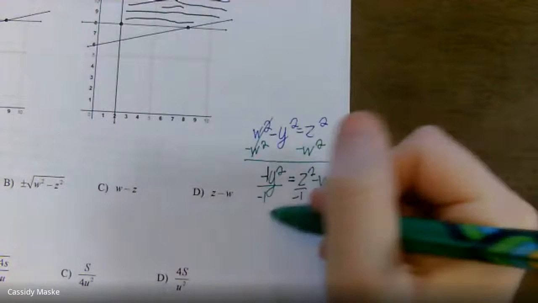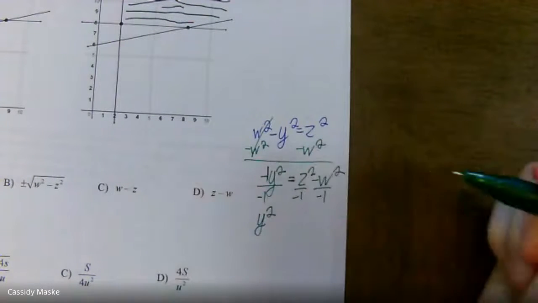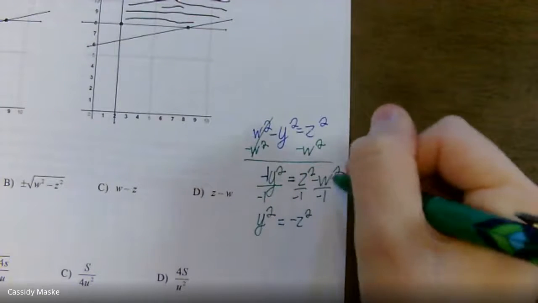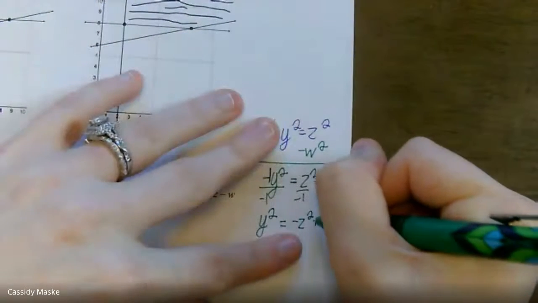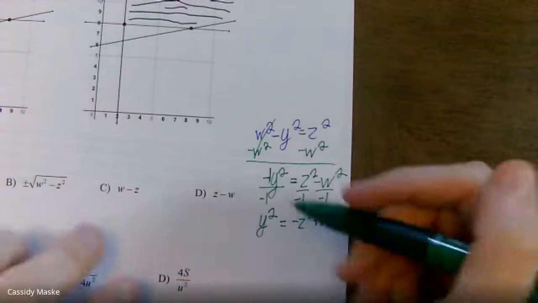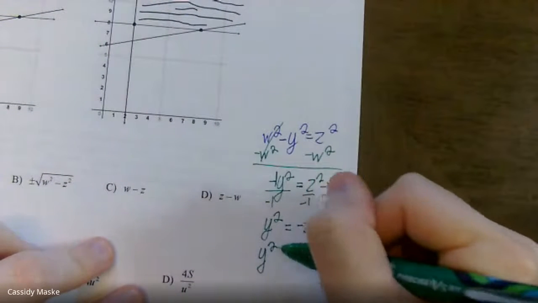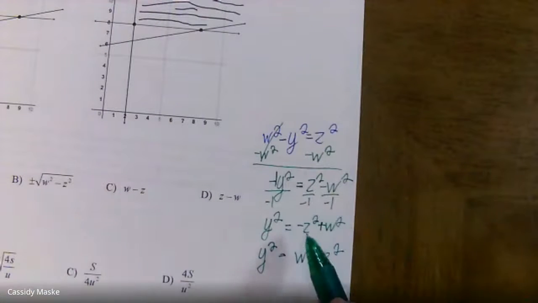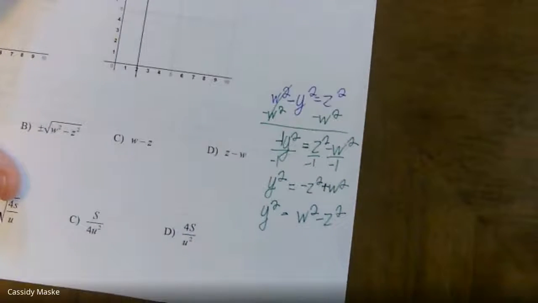And what happens is that everything flips signs, right? So this changes to a positive y squared. This will change to a negative z squared, and this will change to a positive w squared. And you can see the answers. Do you see how it doesn't say negative z squared? They flipped it. So what they did in the answer is they put w squared minus z squared. They like to do that because they don't like to leave the negatives in the front sometimes. So anyway, they just kind of flipped the order.